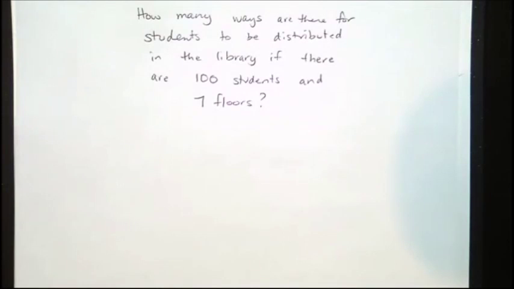So the problem I wrote down is, how many ways are there for students to be distributed in the library if there are 100 students and 7 floors? When you first look at this problem and you only had the lecture that we did last time, you might be like, there's an "and." That might be the product rule.